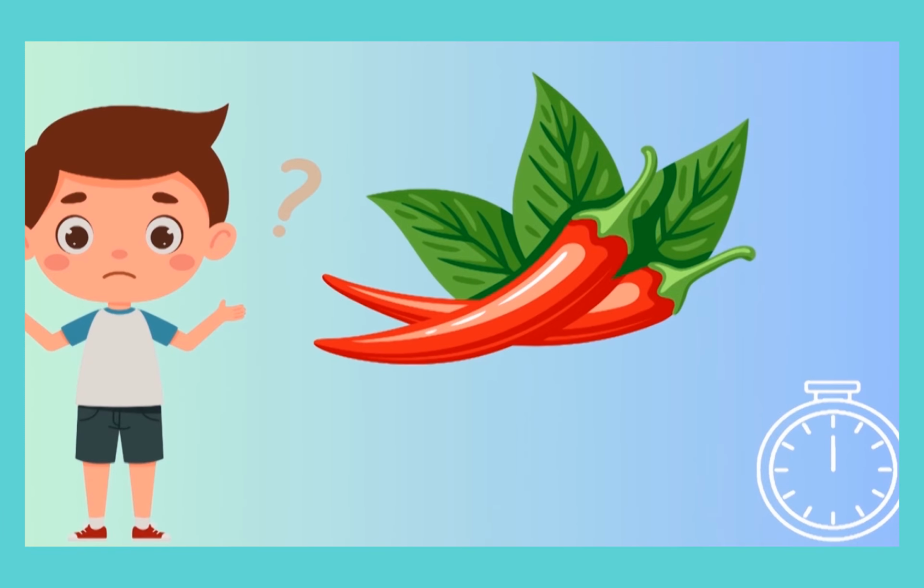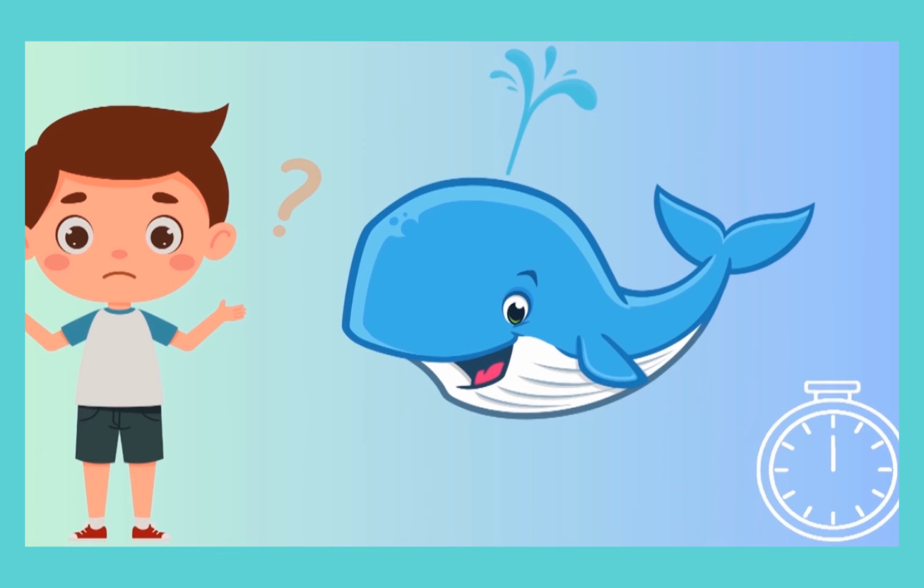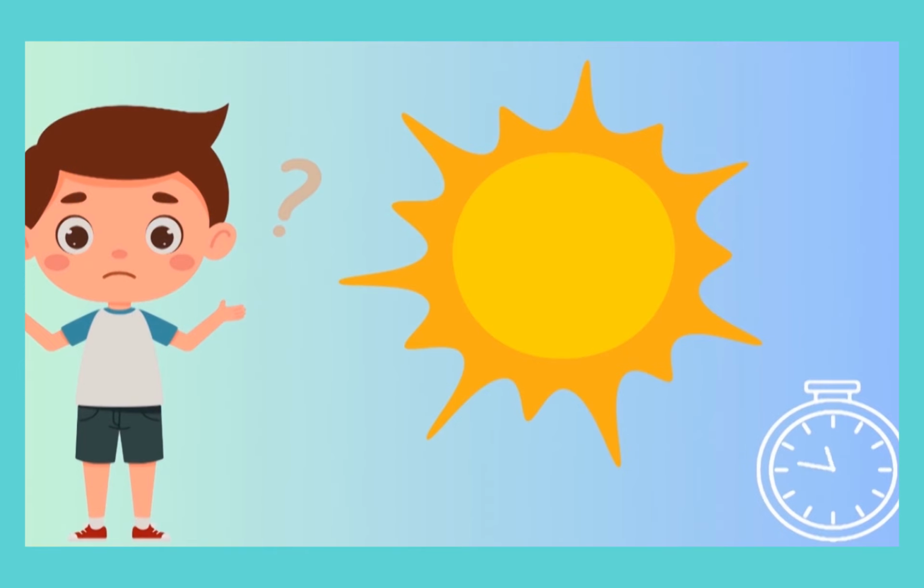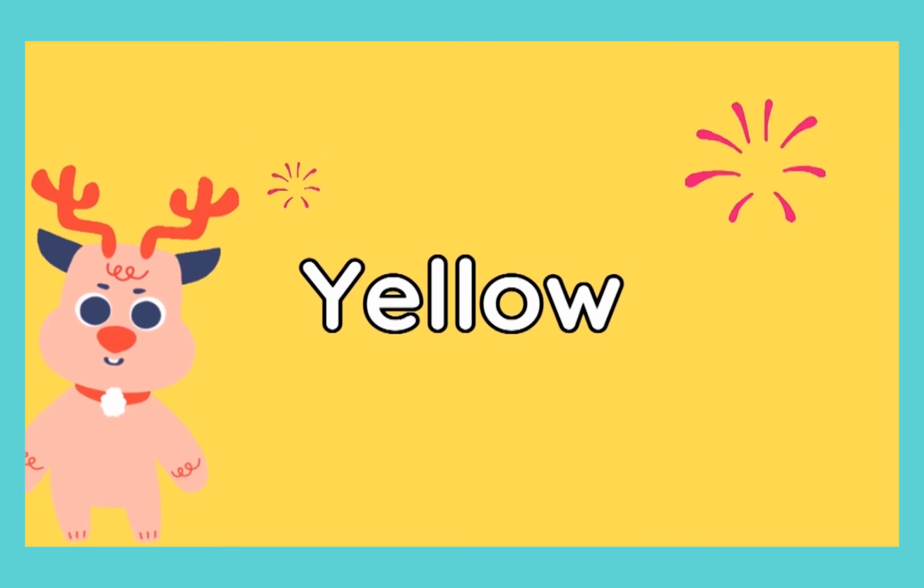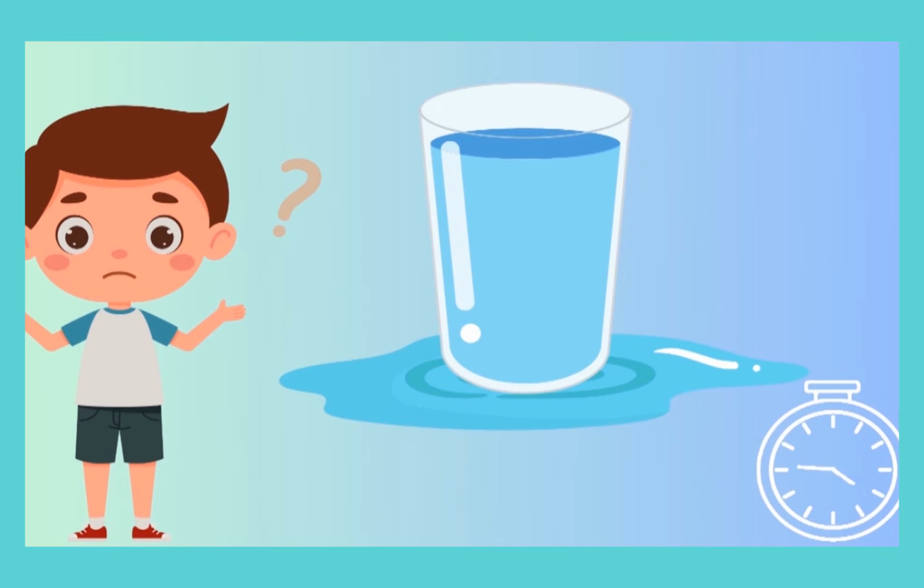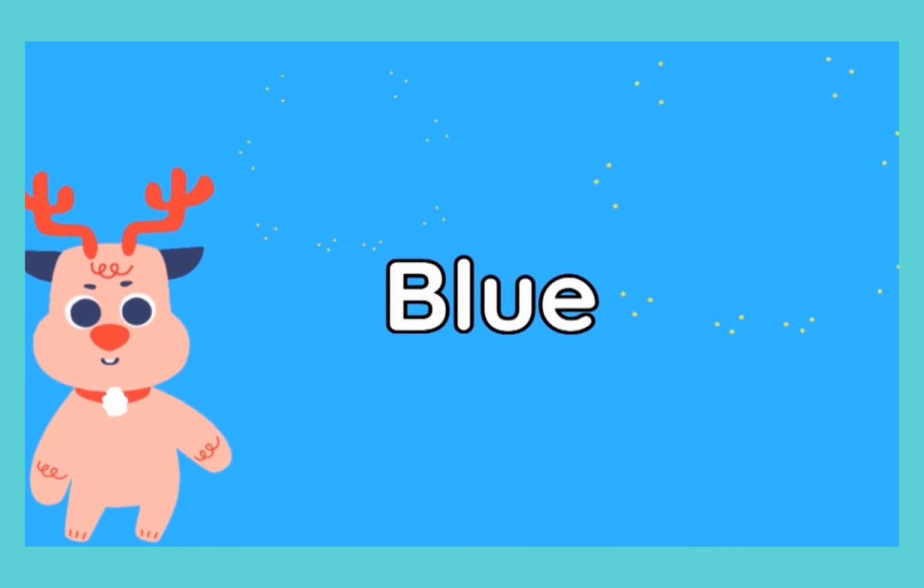What is the color of the chilies? Red. Very good. What is the color of the whale? Blue. Very good. What is the color of the sun? Yellow. Very good. What is the color of the cherries? Red. Very good. What is the color of the water? Blue. Very good.